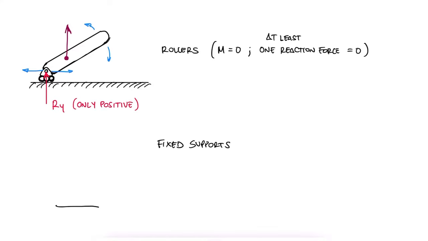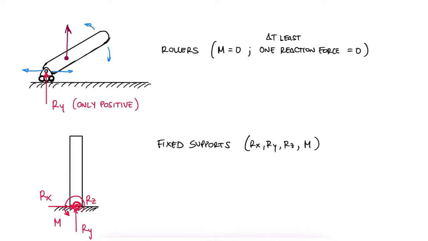These supports will prevent the member from translating in any direction, so there are reaction forces in all axes if needed, just like the pin connectors. But most importantly, there will be a reaction moment that prevents the member from rotating. To make math procedures easier, we'll use the same suggestion that we followed for internal or reaction forces and assume that unknown moments, such as these reaction moments, are always positive. Therefore, they have a counterclockwise direction.